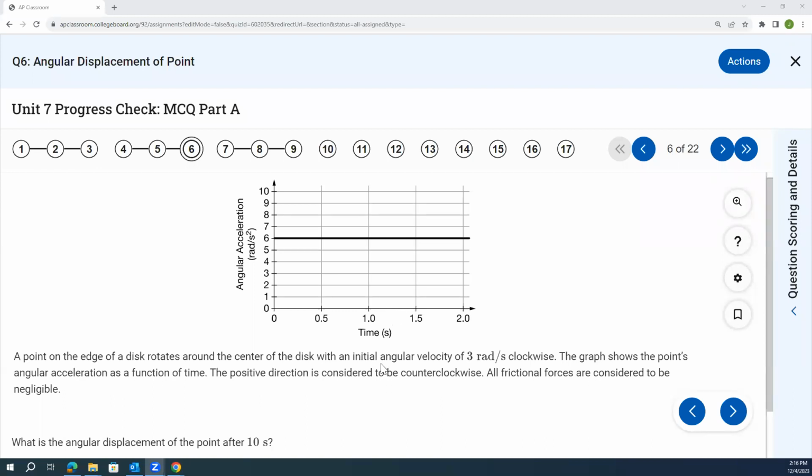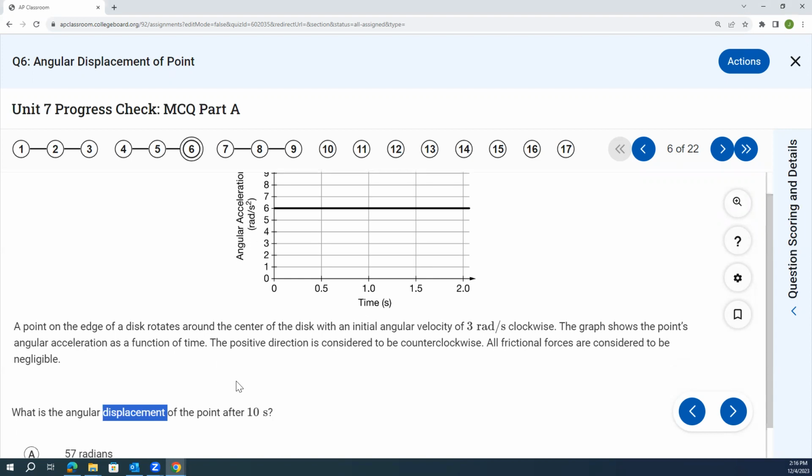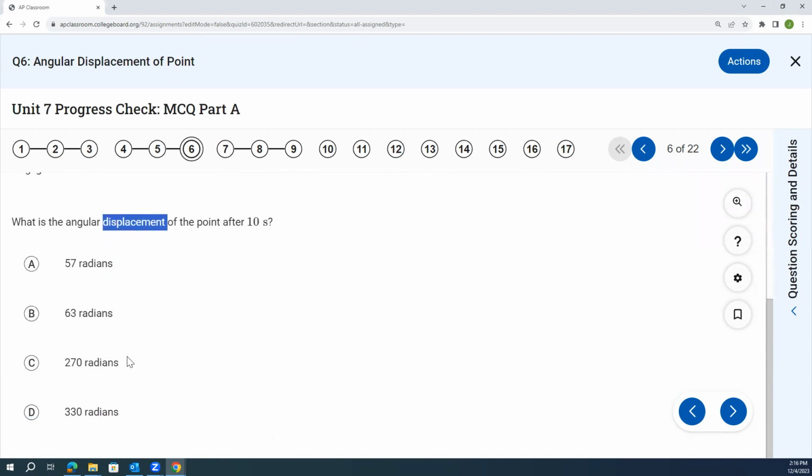Right, and remember, they did say displacement. Notice they didn't say distance. Because if you're driving around in a car, your odometer would probably add everything up like absolute value. But displacement, we're starting to go into negative territory, and we were in positive territory, and the net change would be 270 radians. Right?